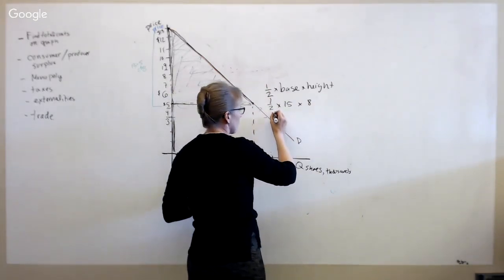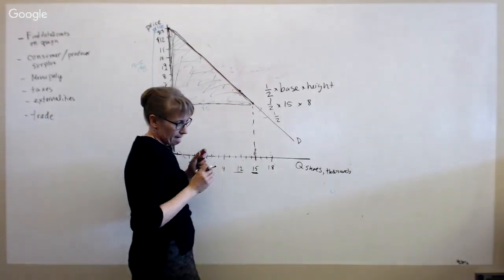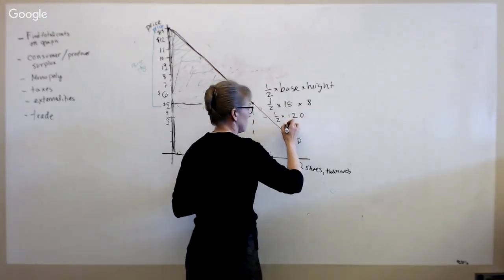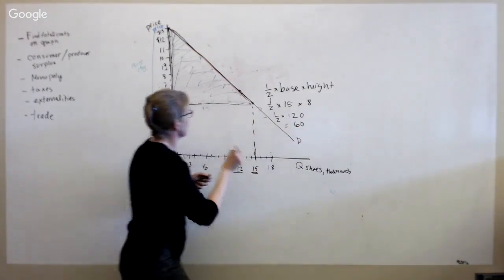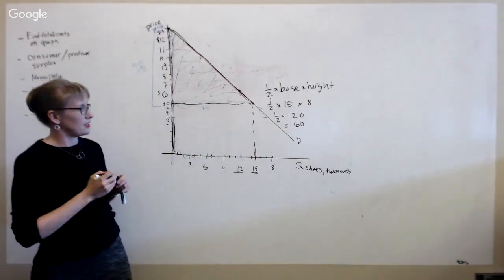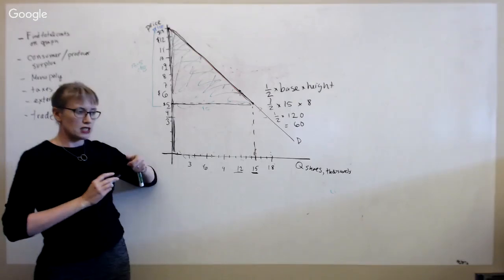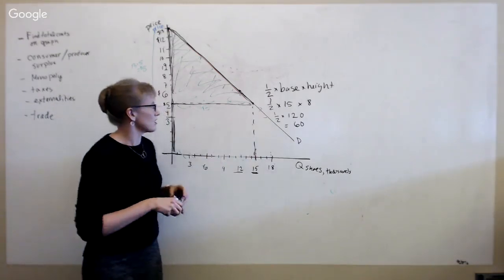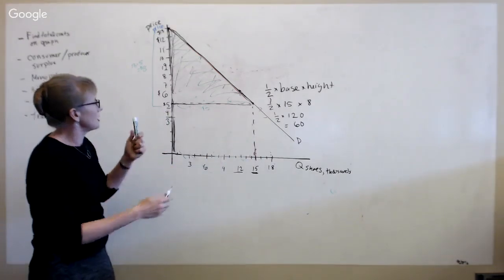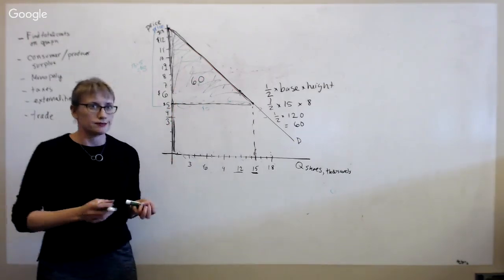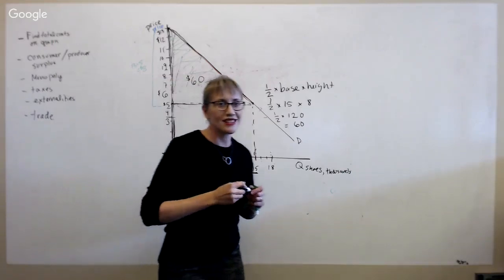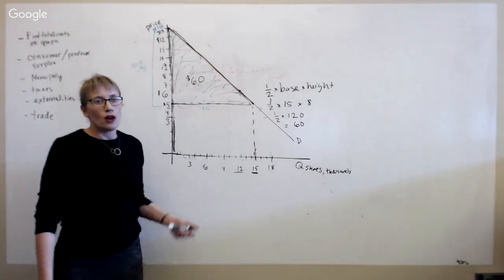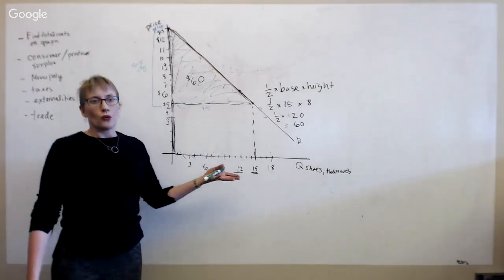So if we do this calculation correctly, that should be 120, and this area here is 60. So 15 times 8, I think, is 120, because 15 times 4 is 60. Yes, 15 times 2 is 30. Yep, that's right. So our consumer surplus in this example is $60. That's like saying our consumers get 60 additional dollars of value from consuming this good above and beyond what they have to pay.